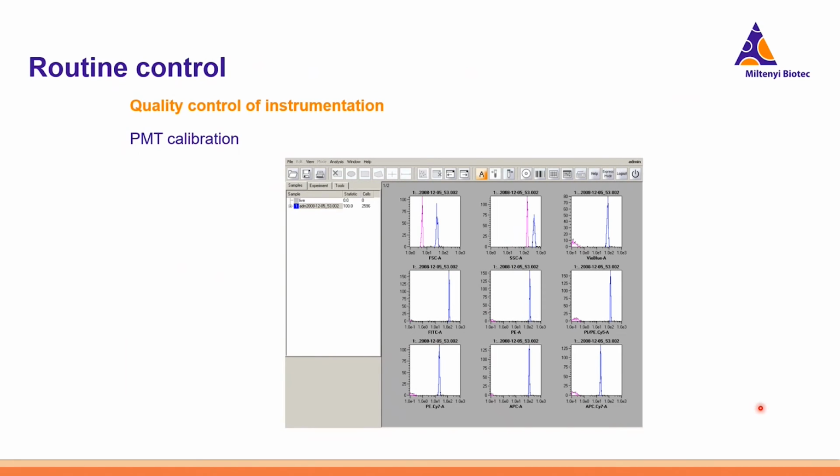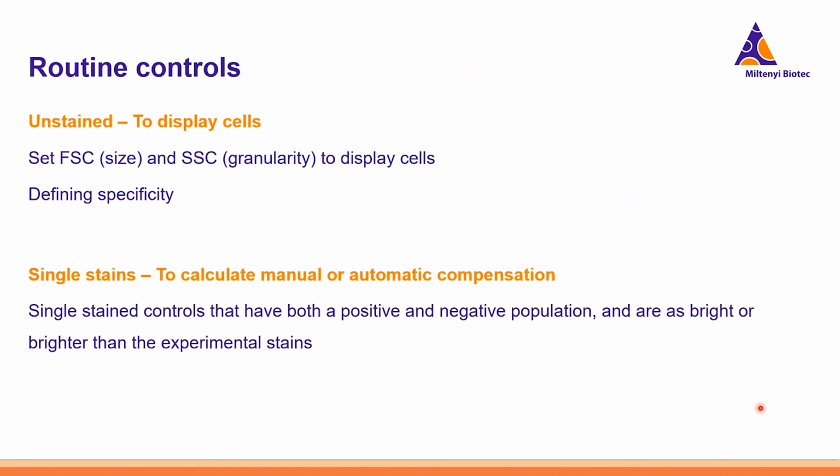If we think about it, the QC of your instrumentation, like our PMT calibration from our MACSQuant, is a routine control, and we do that every day we run our cytometer. Other routine controls are always unstained cells. You always want to run your unstained cells so we can verify our forward scatter and side scatter so we can display our cells in our plot. And we want to always look at our single stains, so we can compare that to our fully stained sample. Those single stains are also helpful for calculating manual or automated compensation.